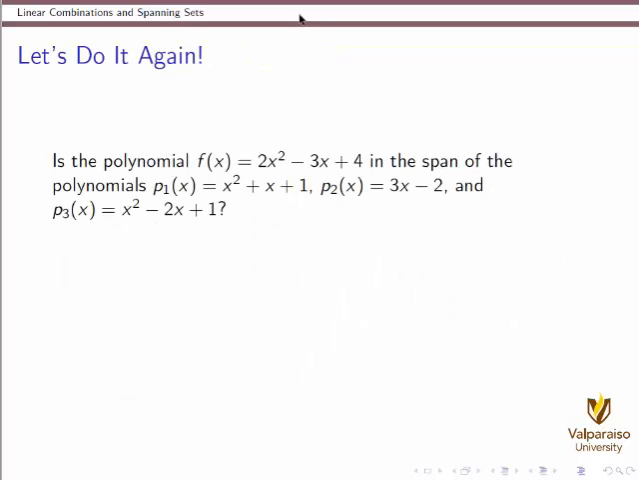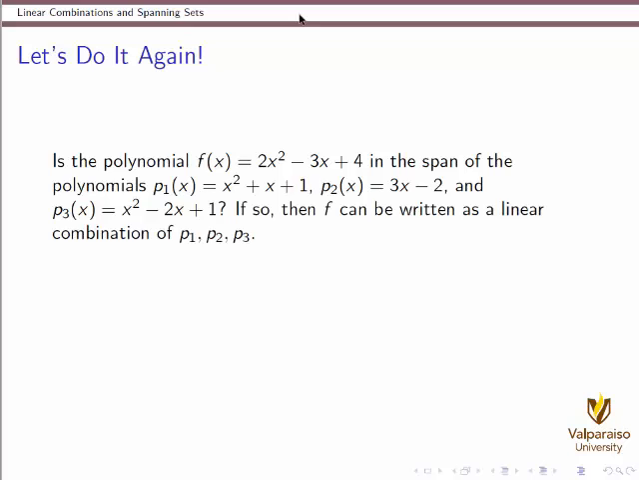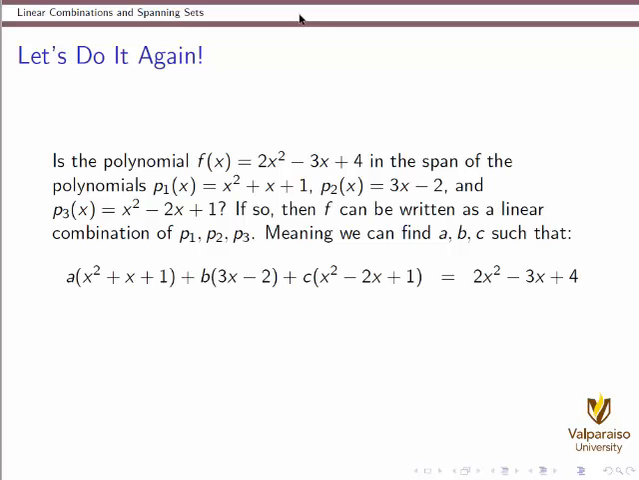So let's go to a less comfortable scenario where we're dealing with polynomials. So here are 3 polynomials, P1, P2, and P3. And we're going to ask, is this other polynomial, 2x squared minus 3x plus 4, in the span of those 3 polynomials? Remember, polynomials can be considered as vectors now. If this new polynomial is in the span of P1, P2, and P3, then we say that that new polynomial can be written as a linear combination of them. That means we can find coefficients that will create this last vector as a linear combination of the other 3.